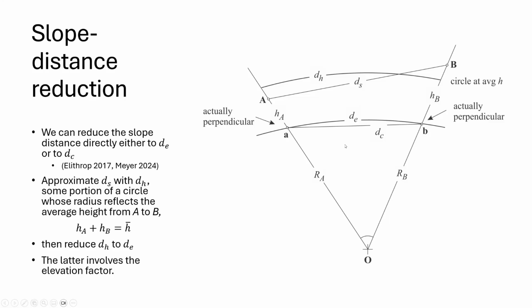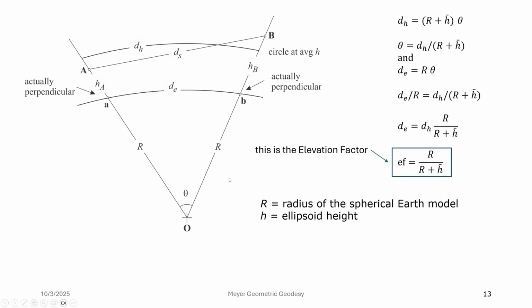We'll discuss those at the very end of this mini-series. But for now, what we're going to do is take a look at reducing a horizontal distance, dH, down to dE. This is the one that's going to lead us to the elevation factor. So under the assumptions that we're dealing with a sphere instead of an ellipsoid, we have a single value r for the radius of the sphere that we've chosen.